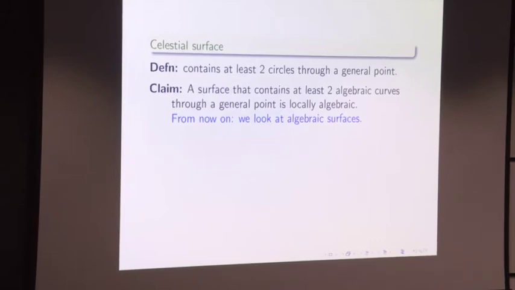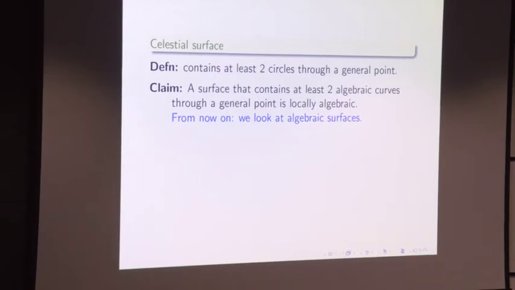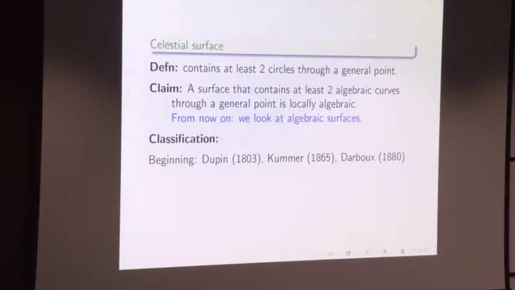And so that means that the really interesting case is when we look at algebraic surfaces where there are at least two circles through a general point. I keep saying general point because of course sometimes the circles might degenerate into pairs of lines or double lines, so I just don't want to say this all the time.